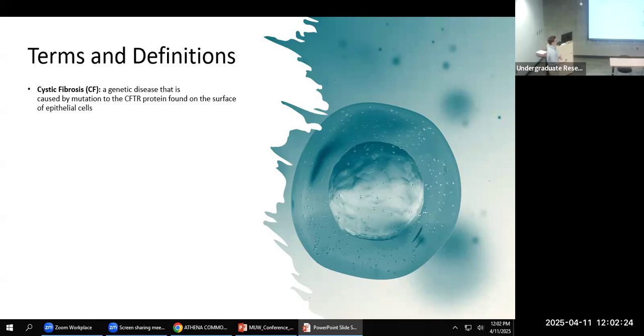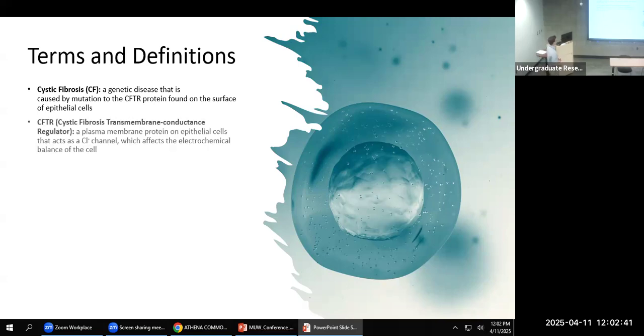So it's a whole slew of problems, and over 1,000 different mutations have been classified so far for cystic fibrosis. What we work on specifically is delta F508, which is found in about 70% of cases so far. CFTR stands for cystic fibrosis transmembrane conductance regulator. I will refer to it as CFTR.